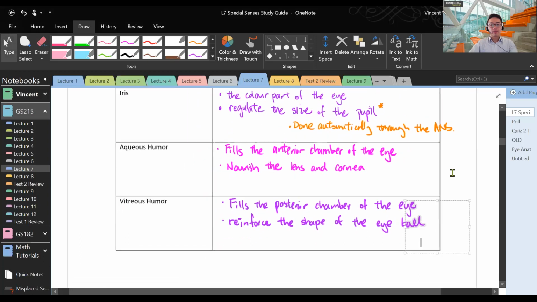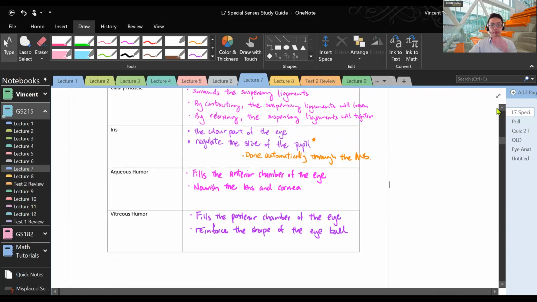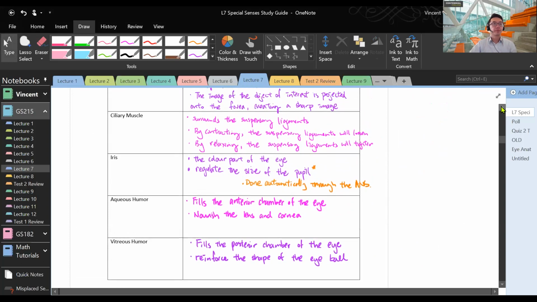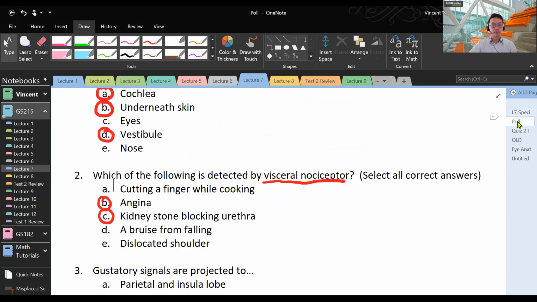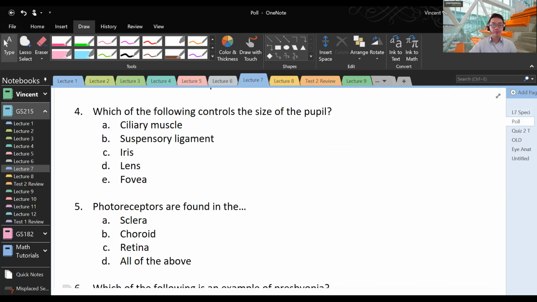Any questions about any of these eye structures before we move on? We all good? Okay, let's see some easy eye questions here.